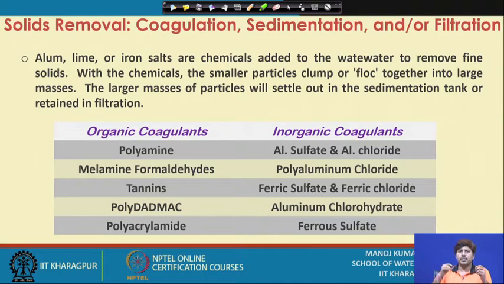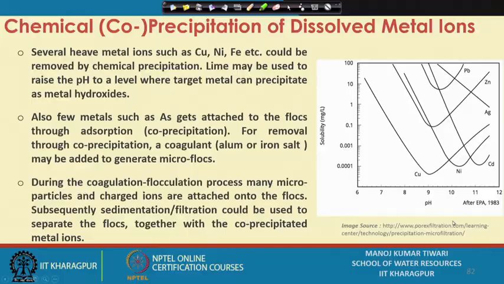This coagulant can be added actually in a secondary treatment stage as well. So, a little coagulant could be added in the effluent coming from the aeration basin, where in the secondary sedimentation tank itself we can achieve some flocculation and the removal of these solids. Then there are chemical precipitation methods used for removal of the dissolved metal ions.